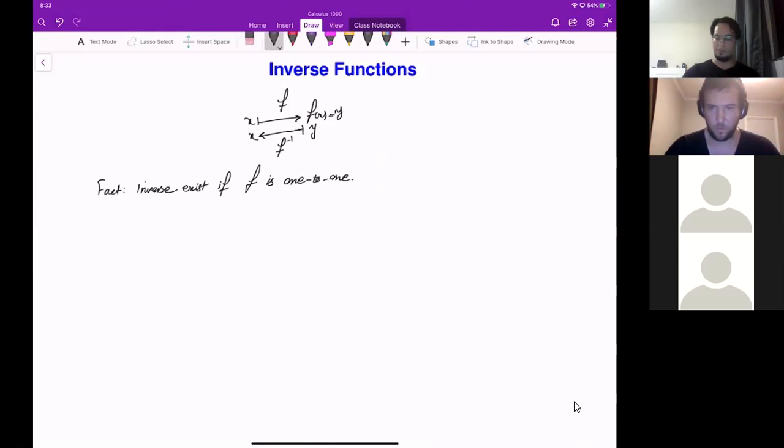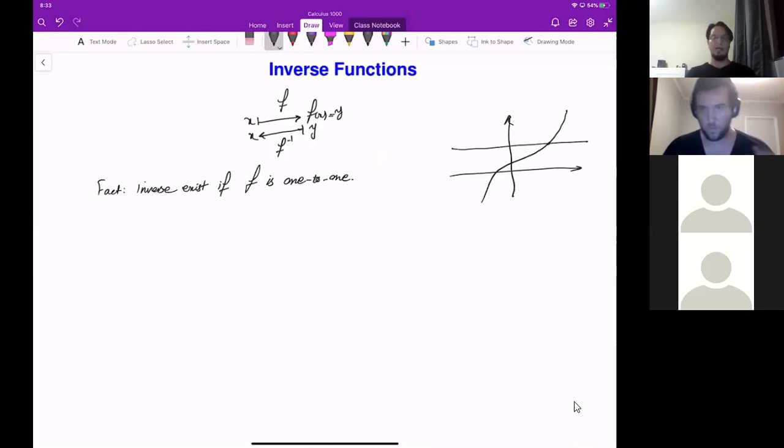In other words, remember the horizontal line test. If you draw any horizontal line, it only intersects the graph either once or none. Such a function is called a one-to-one function. If your function is one-to-one, then you can find its inverse. And actually, this is if and only if. So whenever you want to talk about the inverse function, you have to make sure that your function is one-to-one.